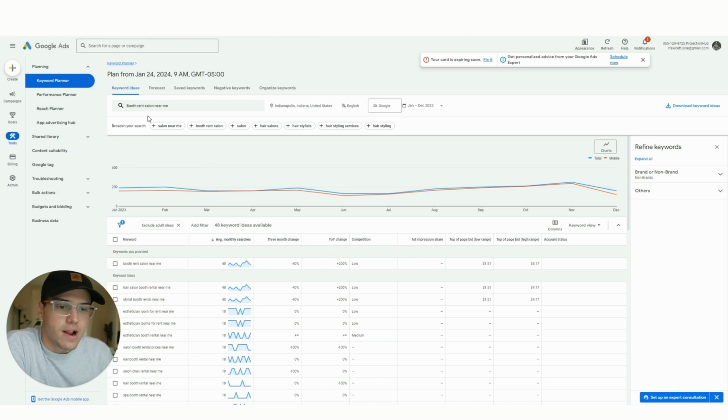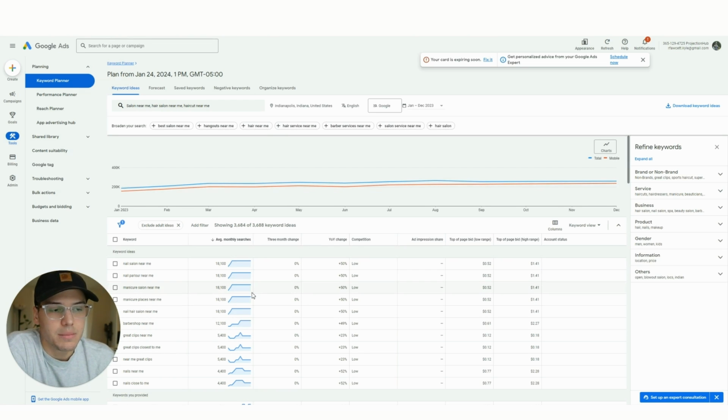A person who needs to get their haircut is not going to search "booth rent salon near me." A person that is interested in renting a booth is going to search that. So now I can see a few interesting things. One, some related keywords. How often is that being searched? Most importantly, I think the trend is the most important thing. So I can see in this area, the year-over-year change is up 200%. Now it's only 40 searches, but it's 200% higher than it was before. And so that's at least an indication to me that there is an increase in demand for a booth rent salon. So that's good to know.